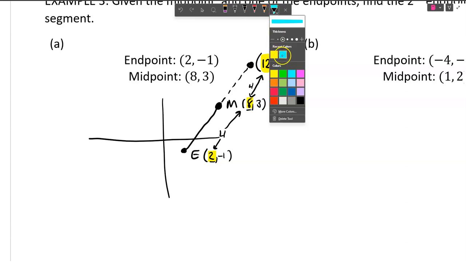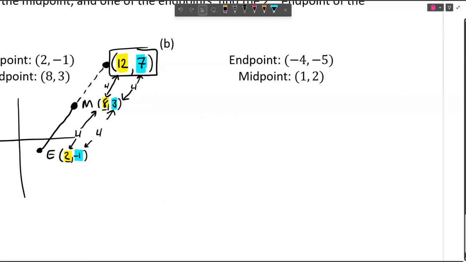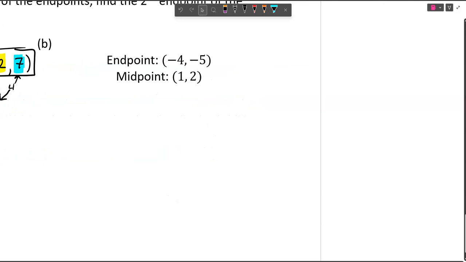We're going to apply the same idea for y. My midpoint is 3, my endpoint is -1, and I need to find the other endpoint. How far is 3 from -1? Well, that's also a distance of 4. That won't always happen, but it just happened in this case. So what is 4 units away from 3? That would be 7. So the other endpoint here is going to be 12, 7. So it's always compare x's with x's, y's with y's. How far are the x coordinates from each other? How far are the y coordinates from each other? So to wrap up this lesson, try this last example, letter B, and then we'll go through it together.